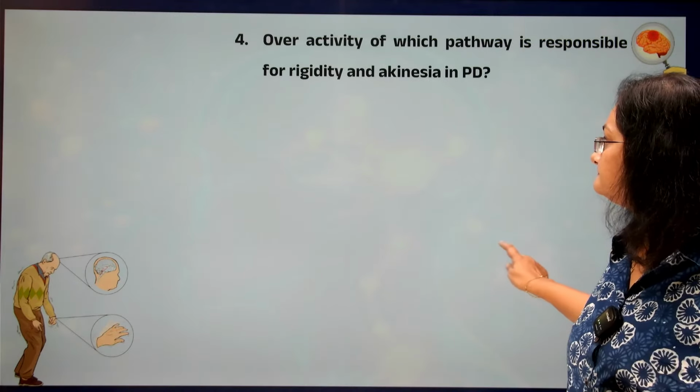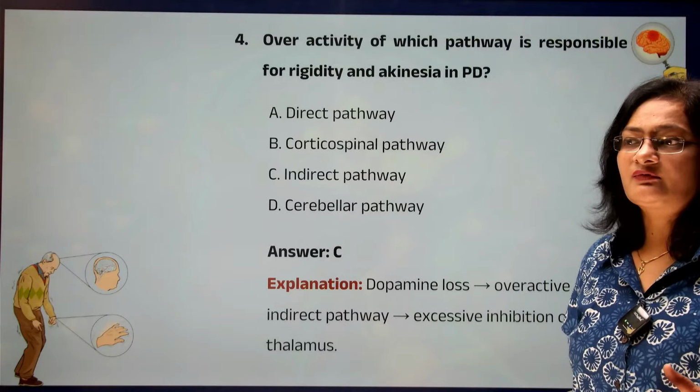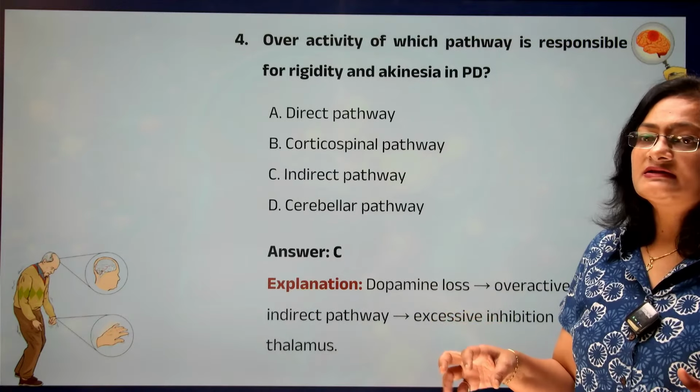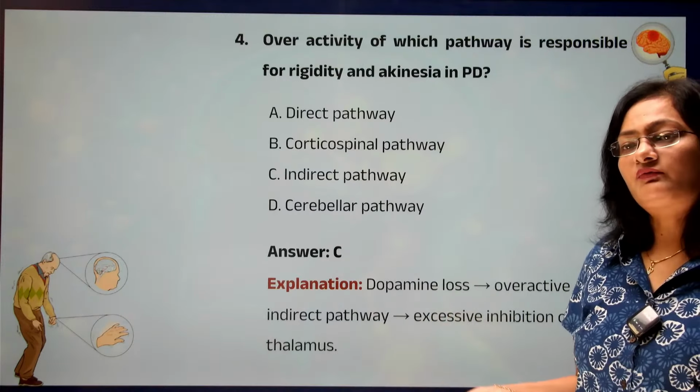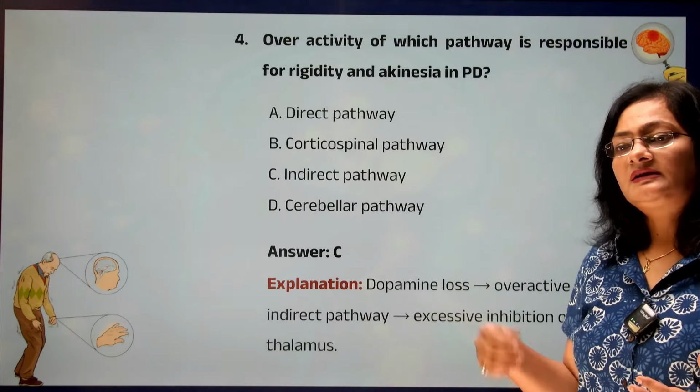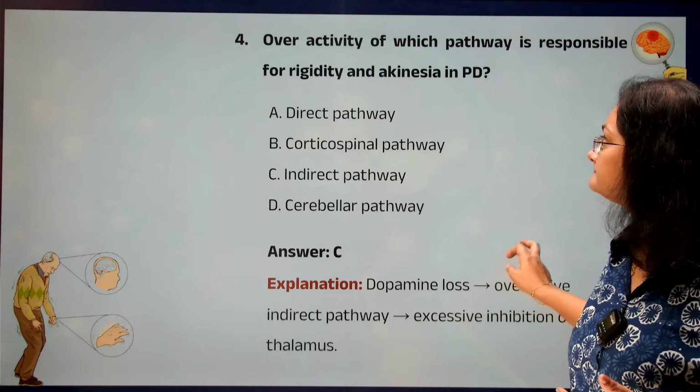So overactivation of which pathway? Direct pathway, corticospinal pathway, indirect pathway, or cerebral pathway. So it will result in answer C. Always overactivation will be of the indirect pathway. That will result in increased tone. So symptoms will be aggravated when the indirect pathway is affected, and there will be akinesia or bradykinesia, or you can say the more tremor. It will be due to affection of the direct pathway.